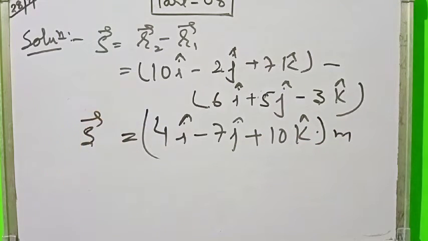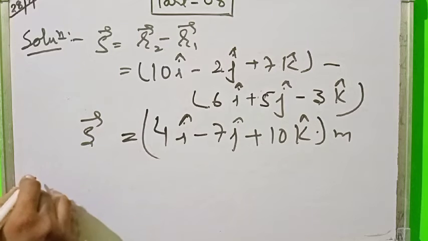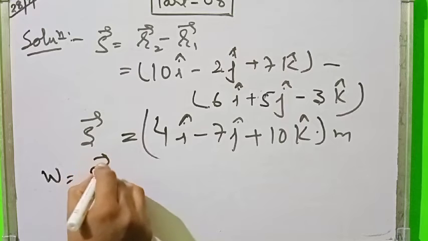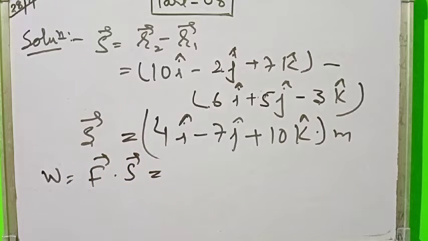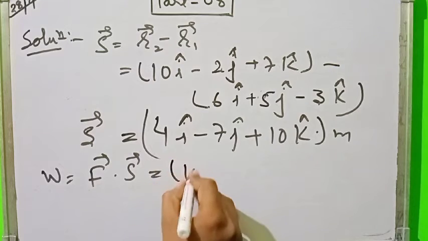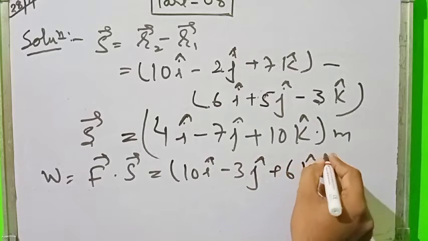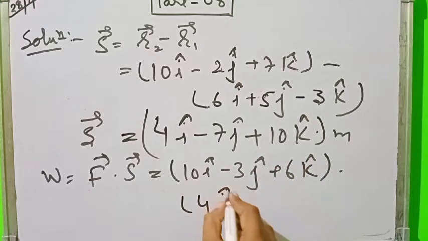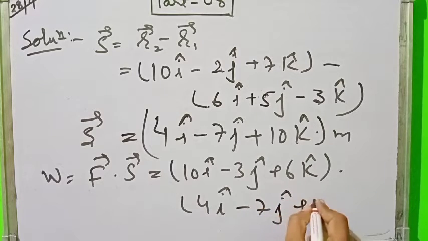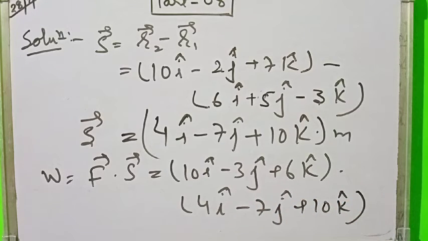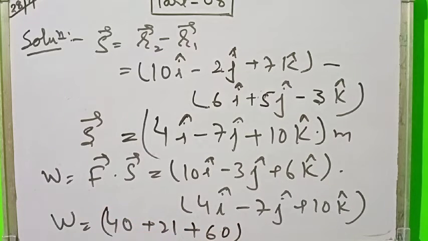Now you have to find the work done. Work done is equal to force dot displacement. Force is given as 10 i cap minus 6 j cap plus 6 k cap, dot 4 i cap minus 7 j cap plus 10 k cap. From here it is 40 plus 21 plus 60, and it is equal to 121.